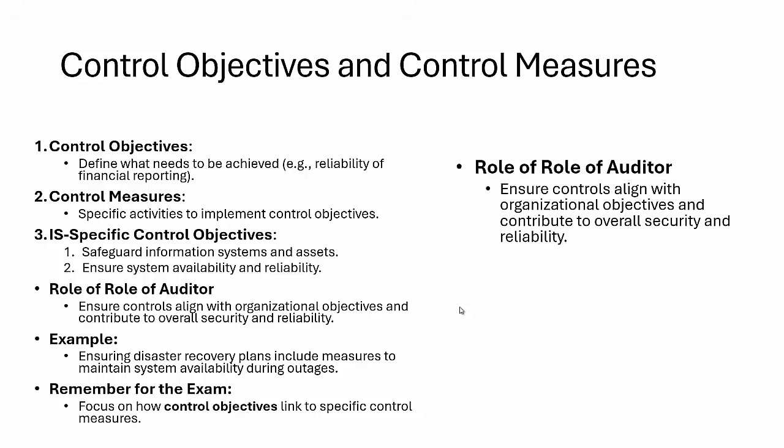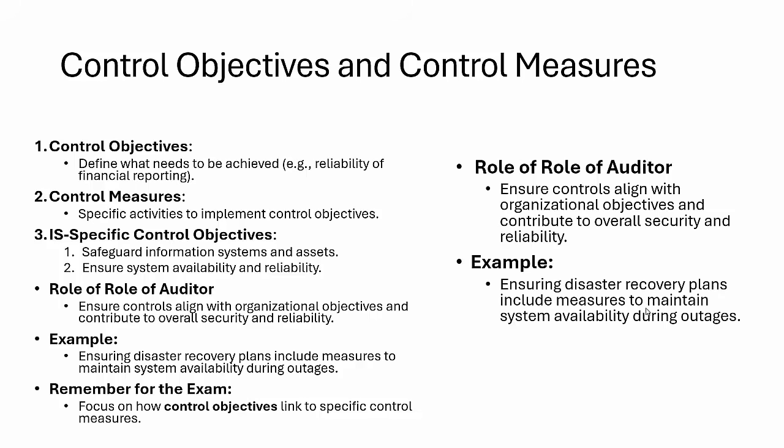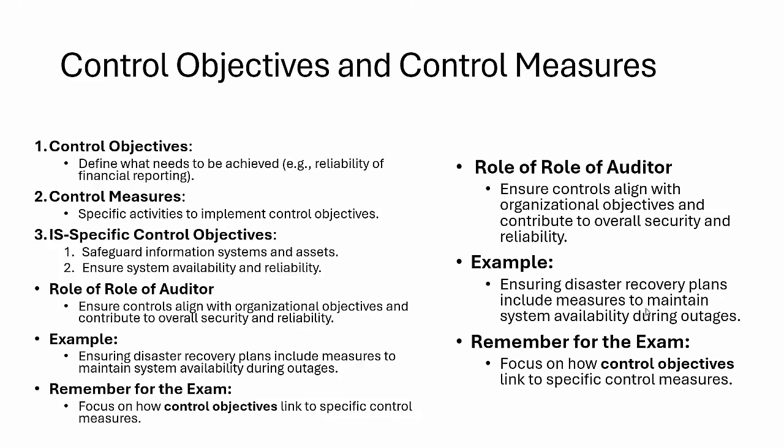So the role of an auditor is to ensure controls align with the organization's objective, then only it is an effective control. So remember from the exam point of view, if any question talks about control effectiveness, ideally a good control is one which aligns with the overall business and organization objective, then only it is an effective control. I've given an example of the same thing, like the disaster recovery plan. So focus on how the control objectives link to the specific control measure.